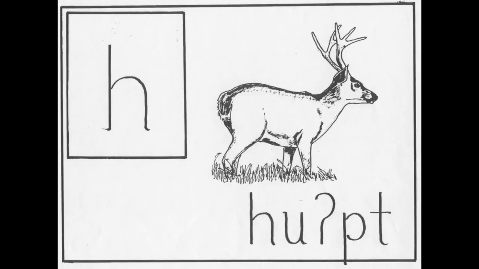The letter H in Klallam is the same as in English, and it's in the Klallam word for deer.